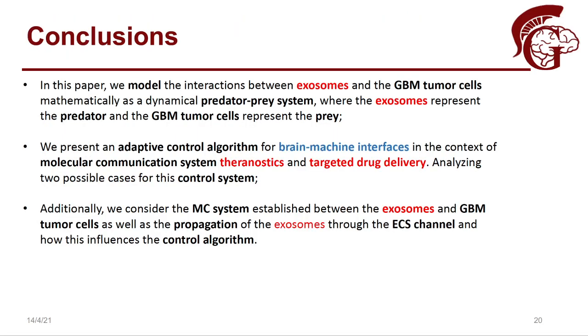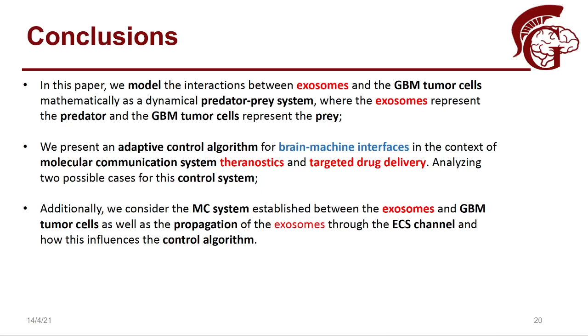So in this paper, we modeled the interactions between the exosomes and the GBM tumor cells as a predator-prey system, where the exosomes play the role of the predator population and the GBM tumor cells represent the prey population. We present our adaptive control algorithm for brain-machine interfaces in the context of molecular communication system theranostics and targeted drug delivery, presenting also our analysis for 2 possible scenarios for this control system.